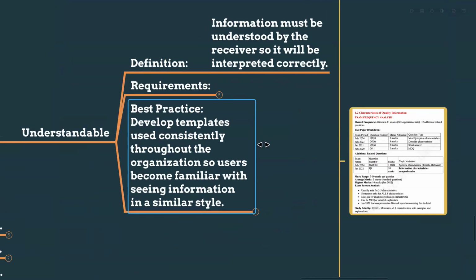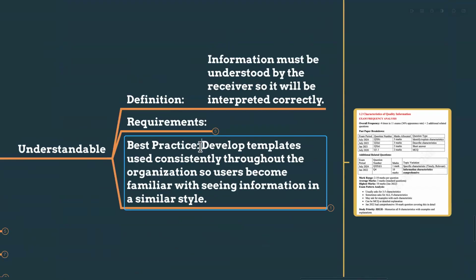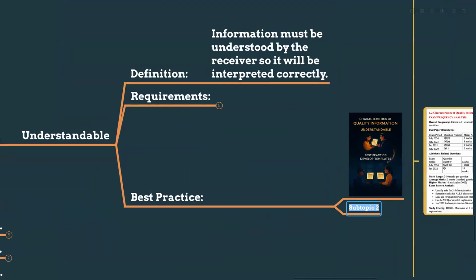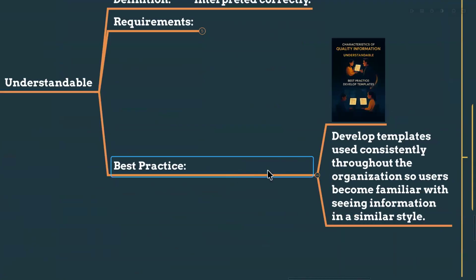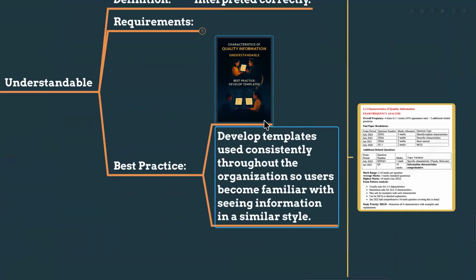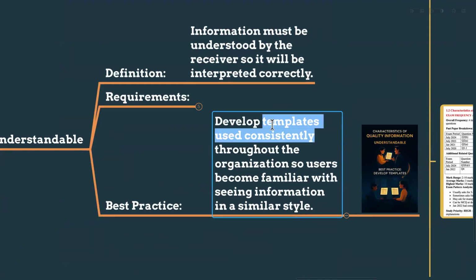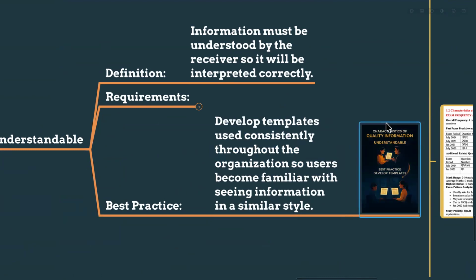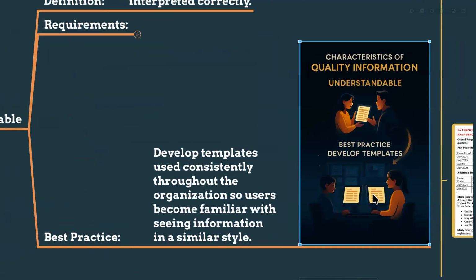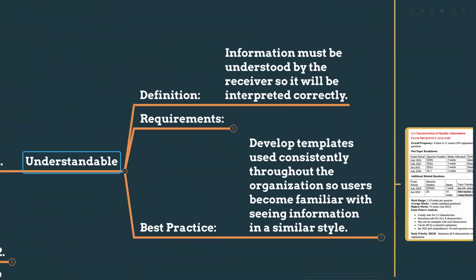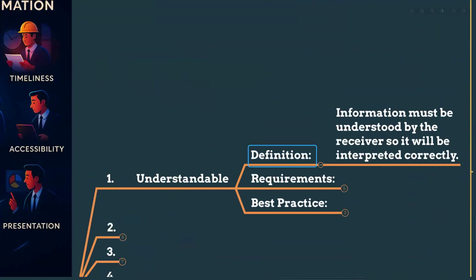The receiver should understand. Sometimes if they don't know how to use email, you have to print it and give it. So the best practice is here: develop templates and use them consistently throughout the organization. Users become very familiar with seeing the information in a similar style, right? That's a best practice to give information that is more understandable.